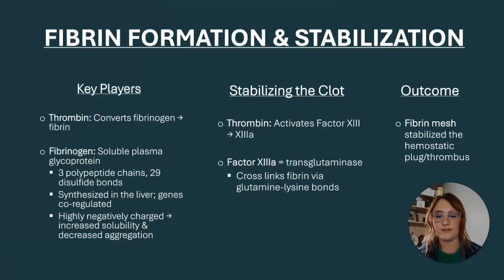In addition to converting fibrinogen to fibrin, we also see thrombin activating factor XIII to factor XIIIA. This activated factor is a highly specific transglutaminase that covalently cross-links chains of fibrin molecules by forming peptide bonds between amide groups of glutamine and the amino groups of lysine residues.